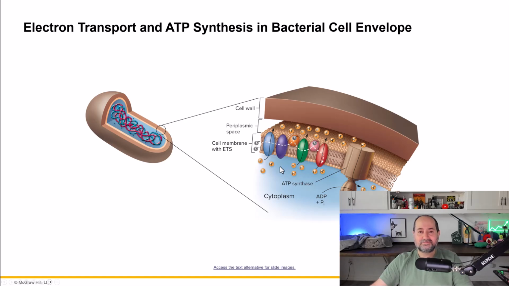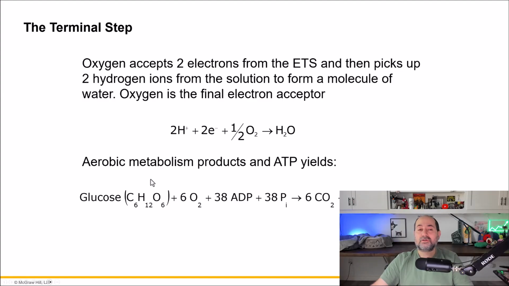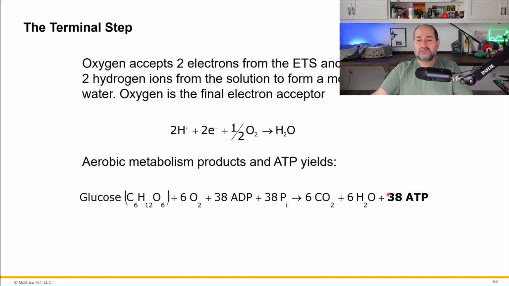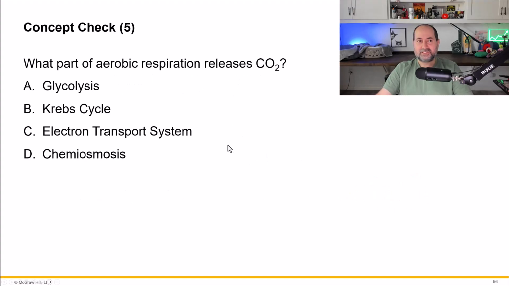So isn't that neat? You should also know the overall equation for cellular respiration. Do you recall? Glucose plus oxygen form CO2, water, and ATP. All right, concept check number 5. Which part of aerobic respiration releases CO2? Remember, not glycolysis, because CO2 is not a product of glycolysis. It is the Krebs cycle. So B would be the correct answer there.